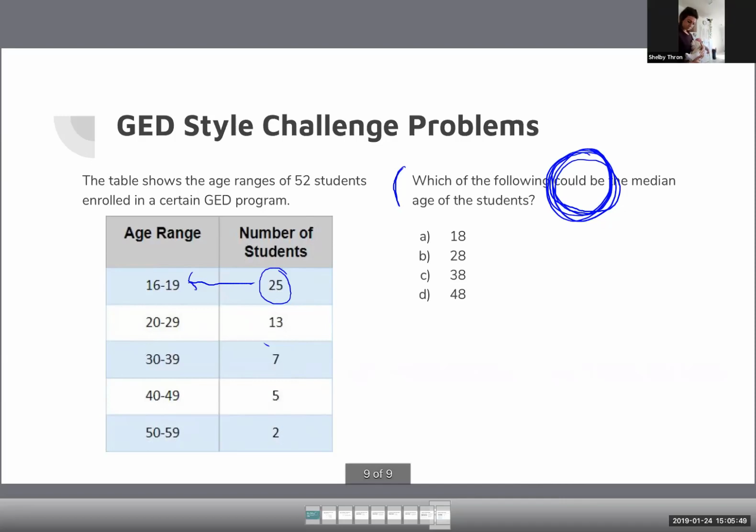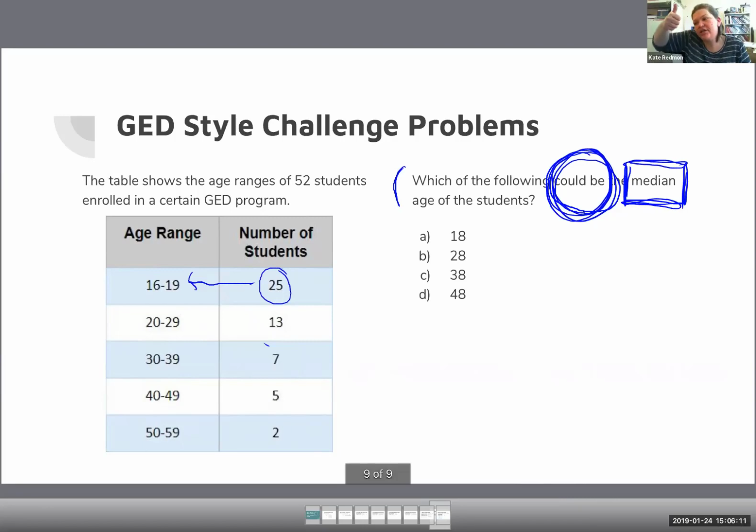And you can see that it's a multiple choice question. It would have to be a multiple choice question because I can't find the exact answer because of these ranges, but I can make a guess. So we are looking for median. Remind me what a median is one more time. In the middle. The middle of an ordered set.